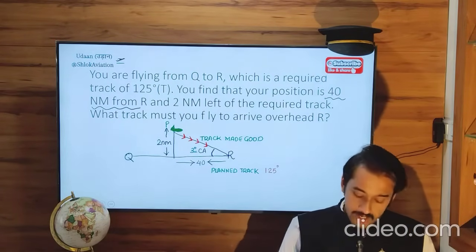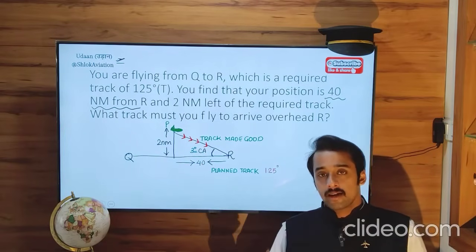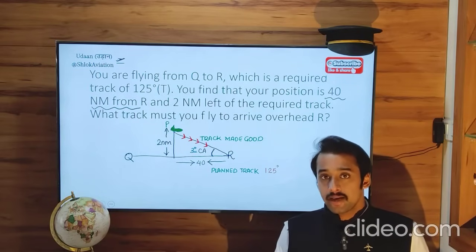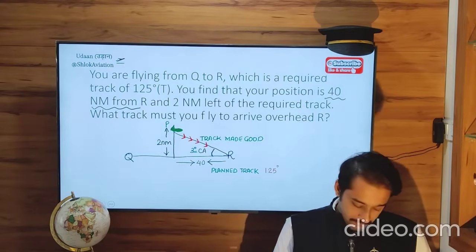Before finding that direction, you will need to know this angle. We call it the closing angle. Why closing angle? Because the closing angle closes the error made between your original track or planned track, required track, and track made good.